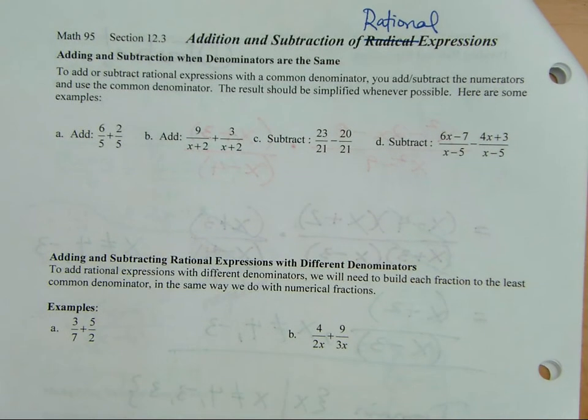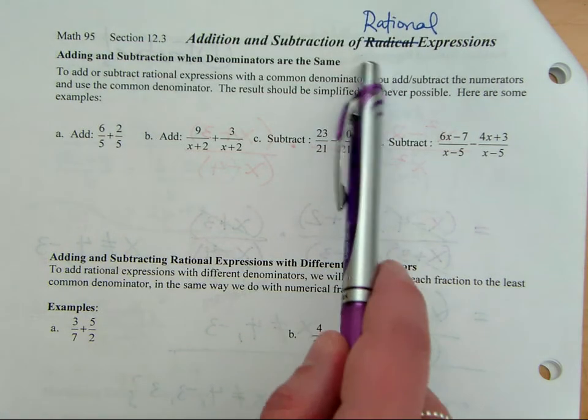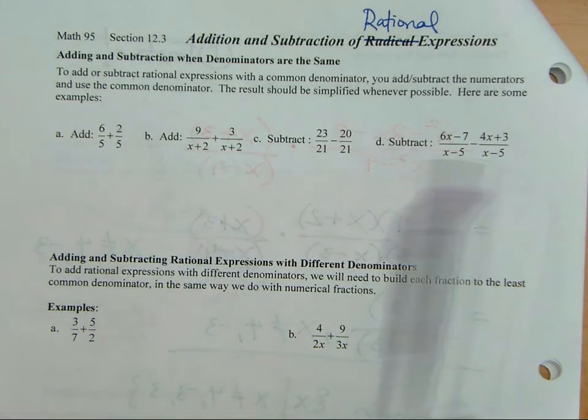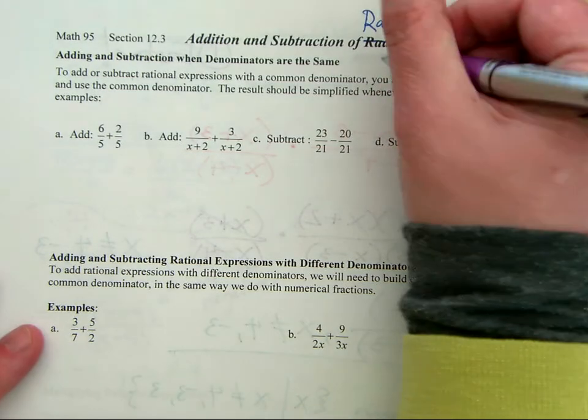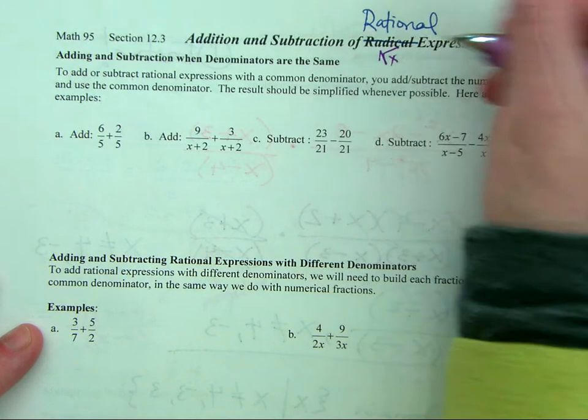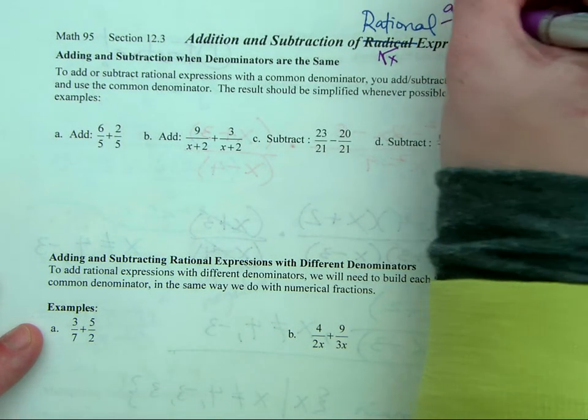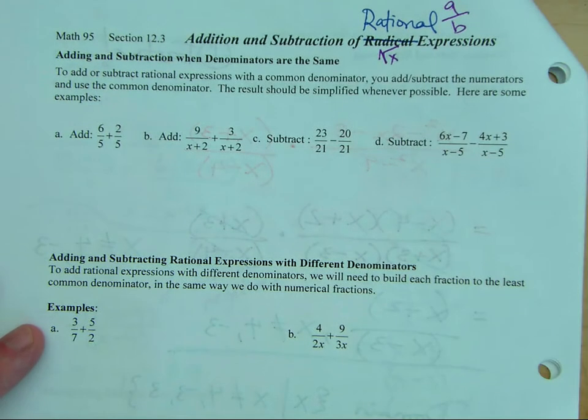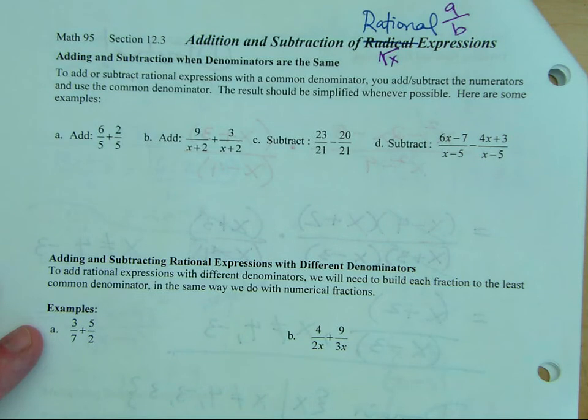Okay, let's go ahead and talk about how we are going to add rational expressions. We just had a little typo here because it said radical expressions, but in fact, these are rational. Radical would have been this sign here, radical sign. We're using rational, which are a fraction. Just a little typo.